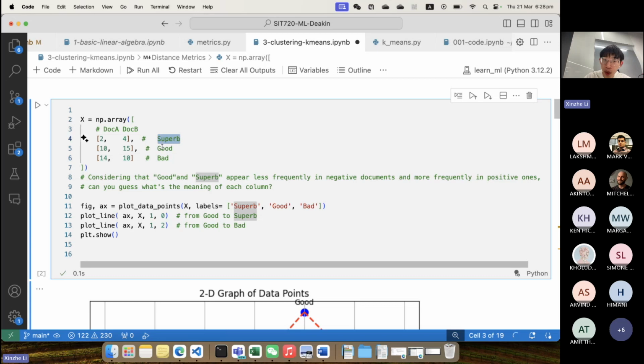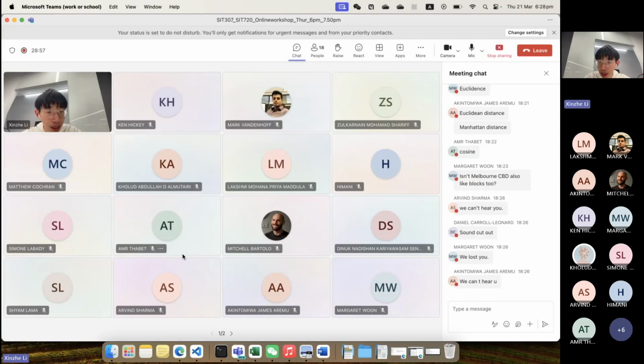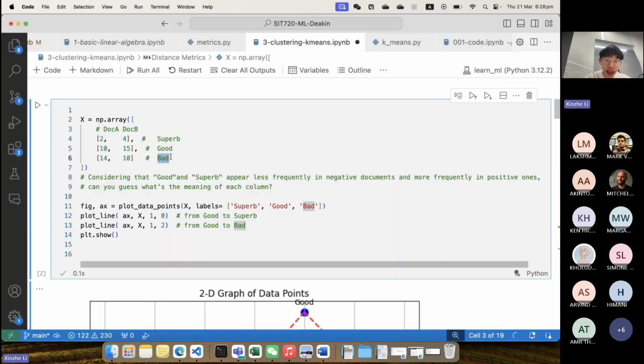You can see super and good have very similar semantics. So the distance should be very, very small compared to the distance between good and bad, right? I think this is very easy to understand, right? Okay, so I just go forward. Just interrupt me if you can't understand what I say, because sometimes I don't clarify it in a simple way.